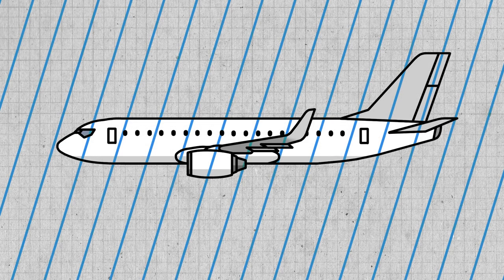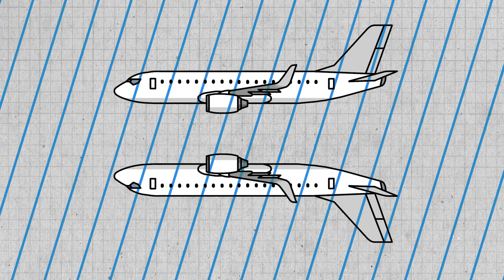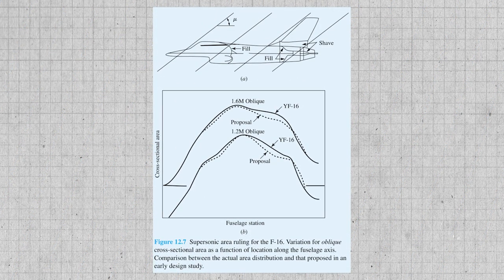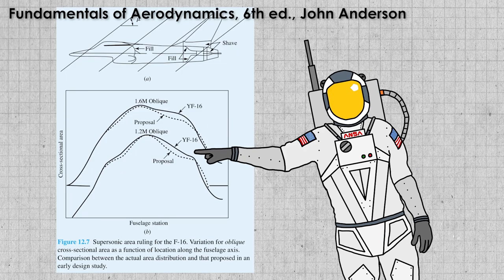I'm not entirely sure why this works at an intuitive level, especially because it suggests that the area plot is different if you're flying upside down, so it must have something to do with lift. This also presents an interesting engineering challenge, because you have to optimize your plane at its top speed, but also at the lower speeds that you have to pass through to get there.